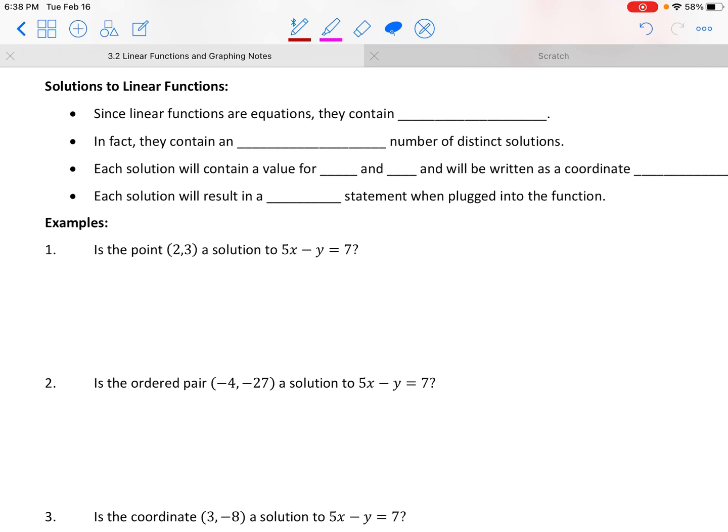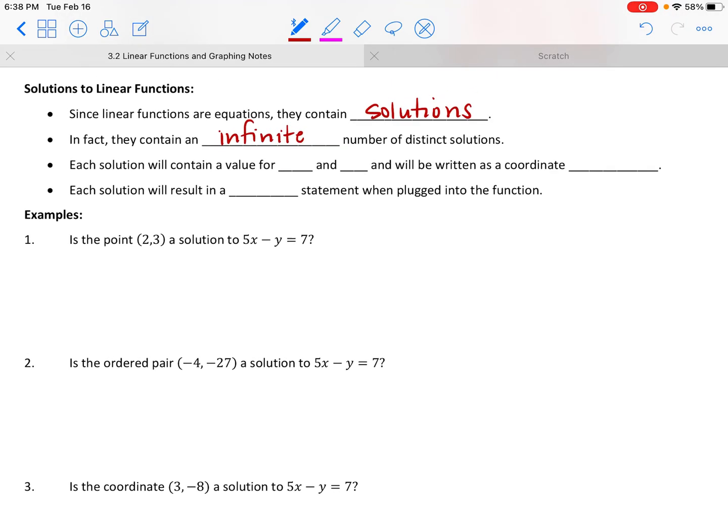Since a linear function is an equation, just like equations contain solutions, our functions contain solutions. In fact, our functions contain an infinite number of solutions. Now, they are distinct, but there's an infinite number of solutions for every linear function. That means I can make as many as humanly possible and then keep making more, okay?